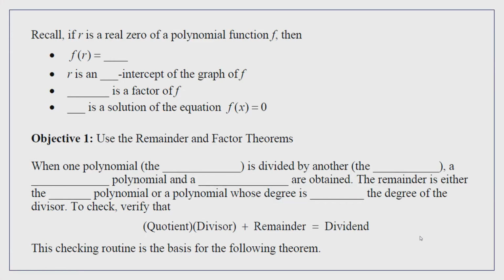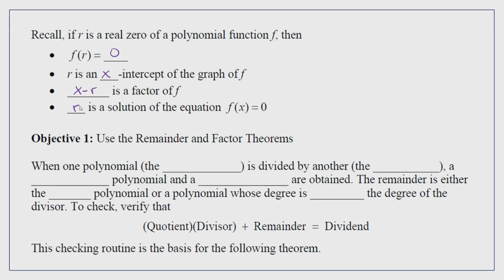Okay, let's recall, if r is a real zero of a polynomial function f, then f of r equals 0. r is an x-intercept of the graph of f. x minus r is a factor of f. And r is a solution of the equation f of x equals 0. So we're going to keep all of those facts in mind for this section.